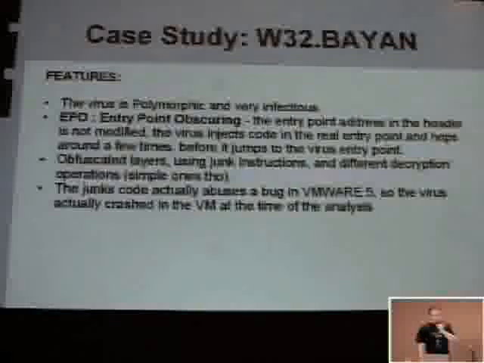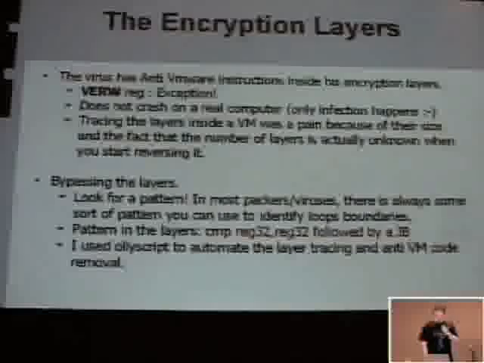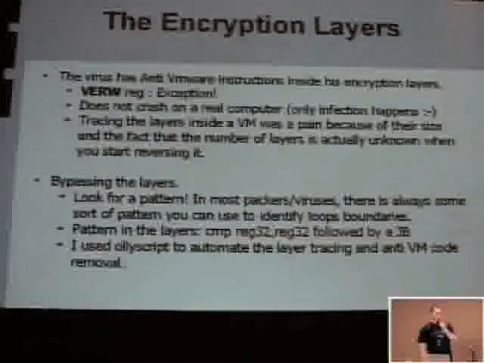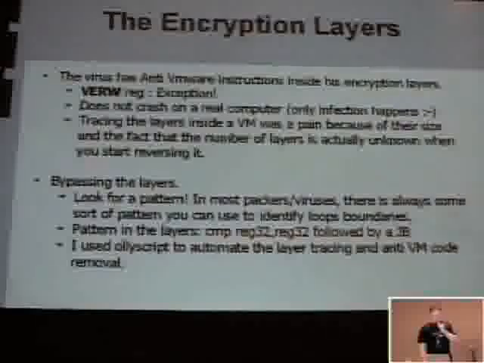And the thing is, back then there was a bug in VMware 5 with one instruction, so the virus was actually crashing on VMware 5. So this was a pain in the ass. So it was using the VRW instruction. And this instruction takes a register as a parameter, and obviously this was all random. So it doesn't crash on the real computer, but it crashes on the VMware.